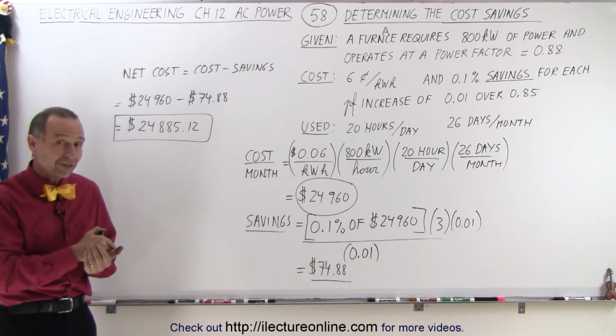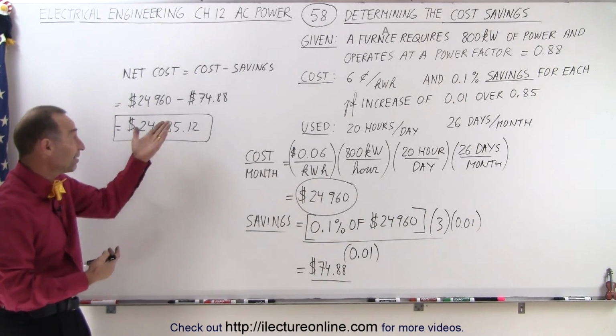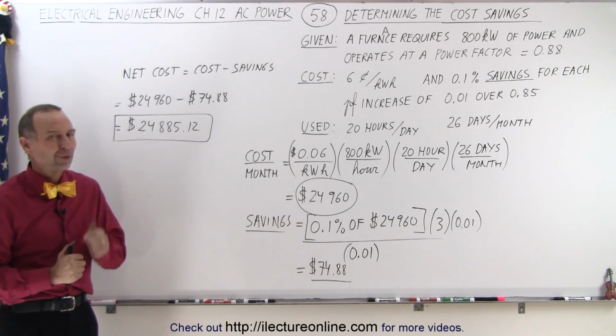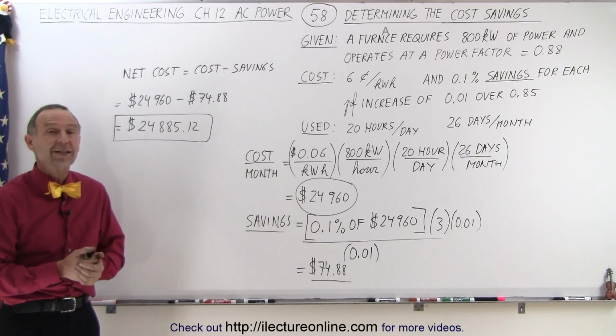Maybe we should put another capacitor in there and get it all the way up to power factor 1, because then we would be saving several $100s, which would be a lot better. So that's how it's done, and that's how they calculate the cost and savings.